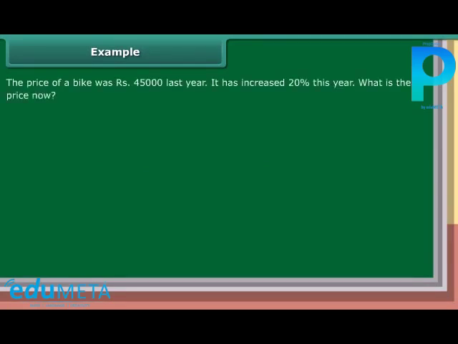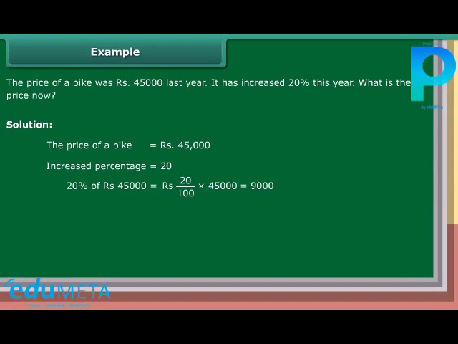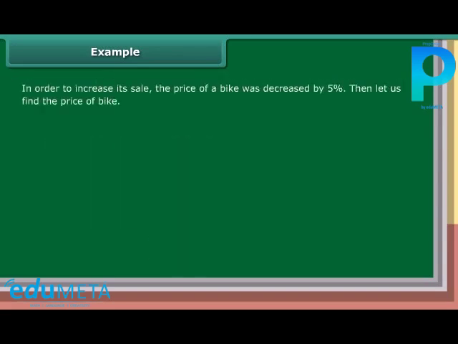Example: the price of a bike was rupees 45,000 last year. It has increased 20% this year. What is the price now? Solution: the price of a bike is equal to rupees 45,000. Increased percentage is 20. 20% of 45,000 is equal to rupees 20/100 × 45,000, which is equal to rupees 9,000. New price is equal to old price plus increase, which is equal to rupees 45,000 plus rupees 9,000, which is equal to rupees 54,000.